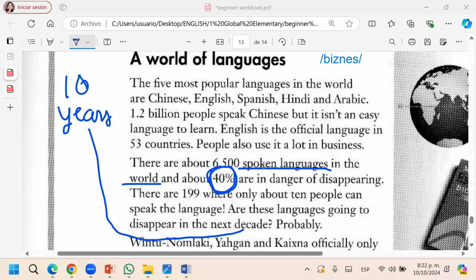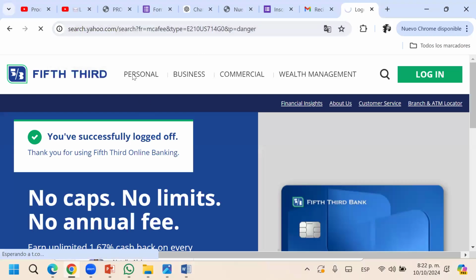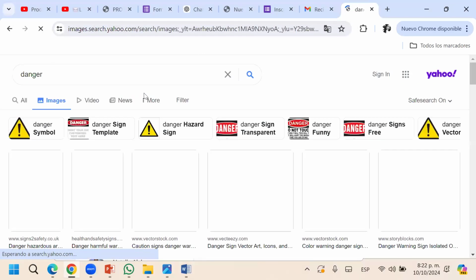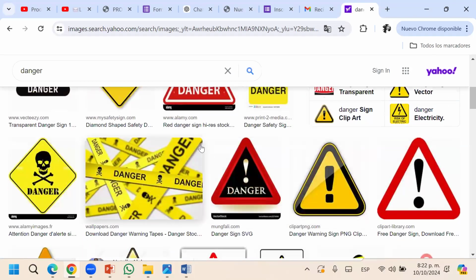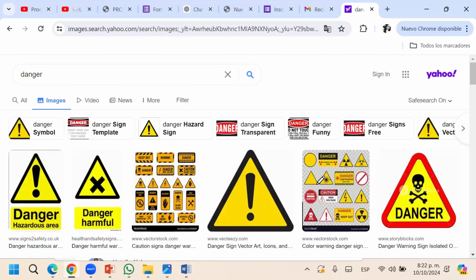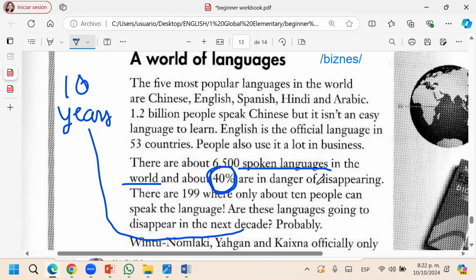What does danger mean? When you see signs that say danger, like this, let me show you. Danger, like this, peligro. Danger, like dangerous. Como peligro de extinción. Yo sé que en este párrafo hay palabras que seguramente no conocen, por eso los estoy ayudando a entender mejor. Cuando leemos un párrafo en inglés, lo que estamos buscando no es conocer todas las palabras. Es normal que hayan palabras que no conozcan. Lo importante es entender la idea de qué está hablando ese párrafo. Entonces, es sobre the languages, Chinese, English, Spanish, Arabic, and 40% are going to disappear.